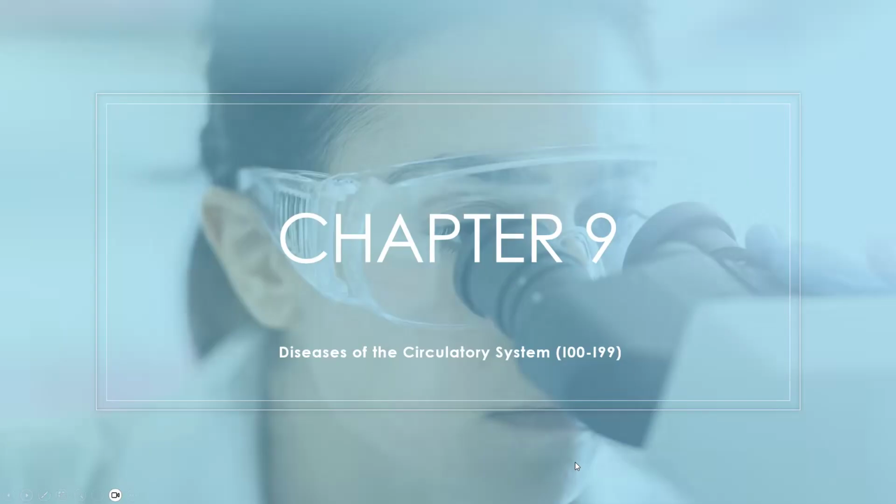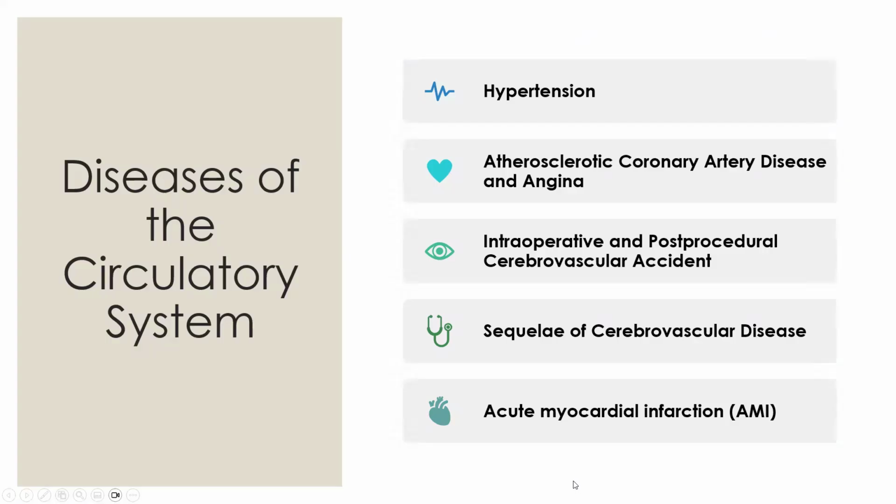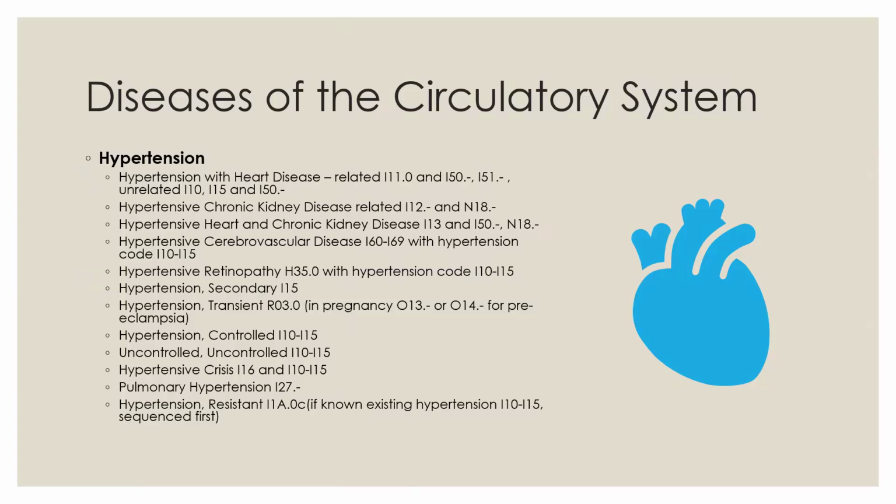Chapter 9, Diseases of the Circulatory System. This is for codes I00 through I99. In this section, we will be covering hypertension, atherosclerotic coronary artery disease and angina, intraoperative and post-procedural cerebrovascular accident, sequelae of cerebrovascular disease, and acute myocardial infarction or AMI. So let's get started with hypertension.